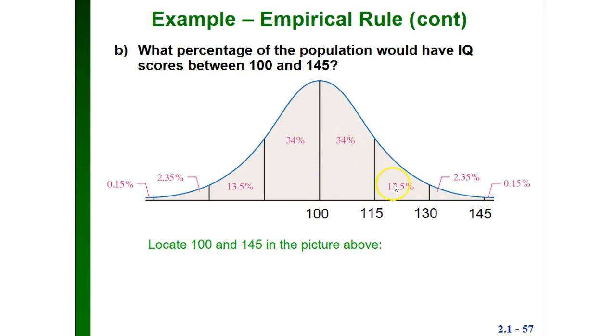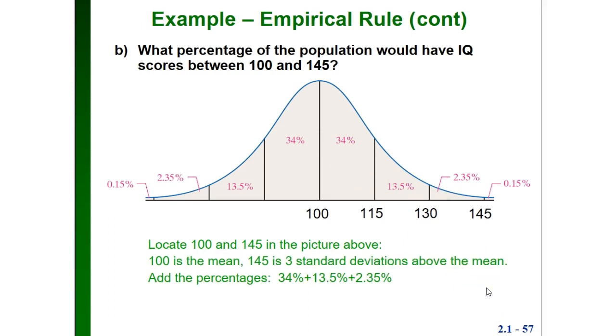We can add up the percentages in these regions to get our answer. So we take the 34% plus the 13.5% plus the 2.35% and add those together, which would tell us that approximately 49.85% of the population has IQ scores between 100 and 145.